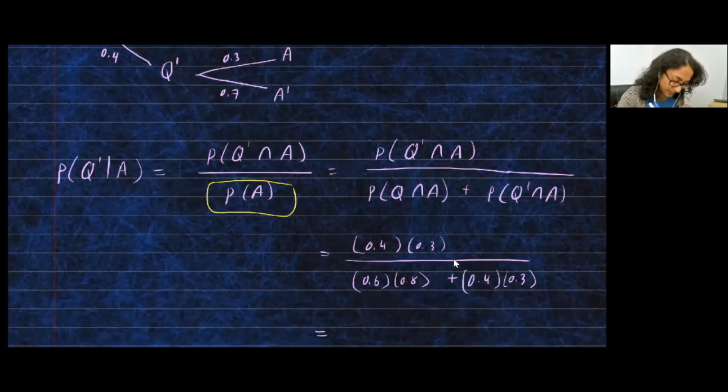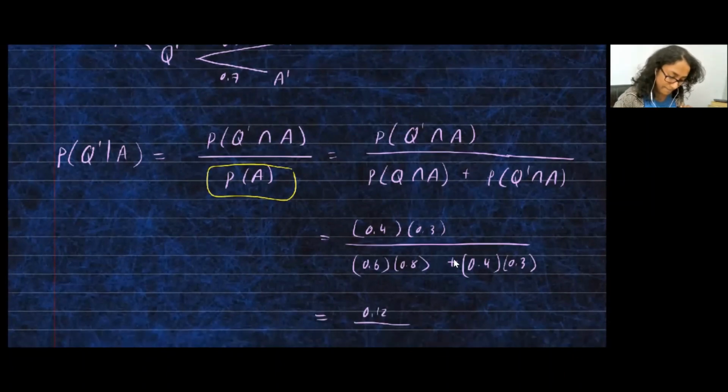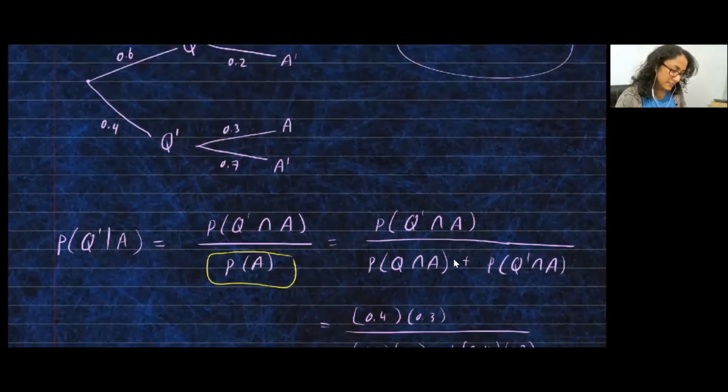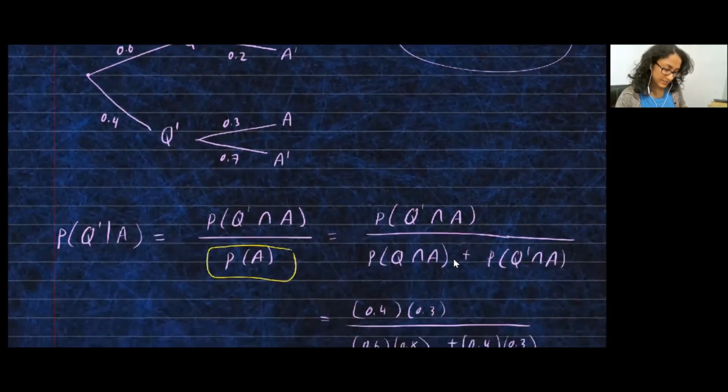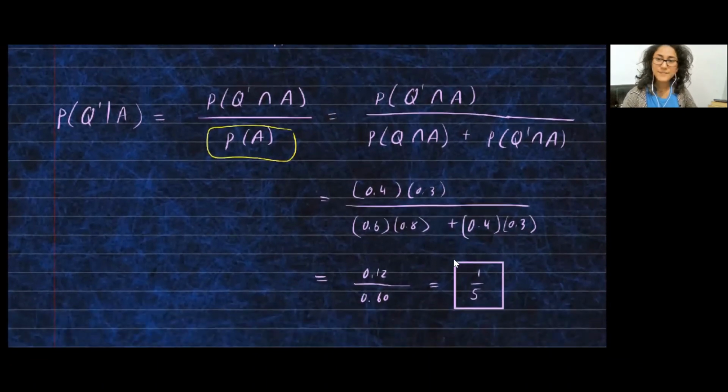So on top, we have 0.12, and on the bottom, we have 0.12 plus 0.48. If you add them up, you get 0.60. And this will give us 1/5. So that's the probability that the person is not qualified if the person was approved, using Bayes' theorem. All right, I hope this makes sense.